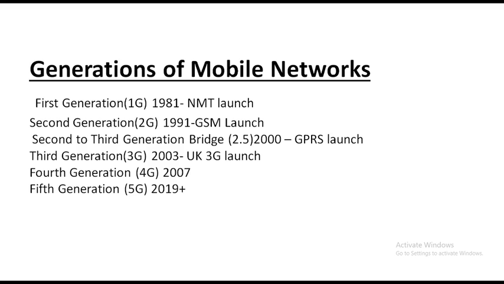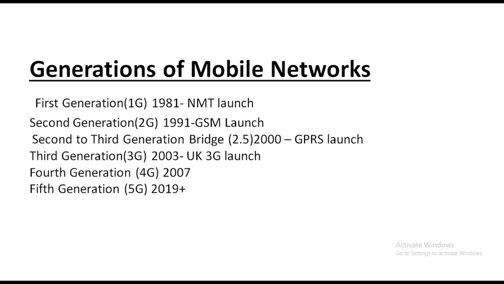In this generation, meaning second to third generation, they used GPRS technology. From this generation only they launched GPRS, General Packet Radio Service. It is a data service which enables mobile devices to send and receive signals. With the help of GPRS, mobile devices can send and receive messages, picture messages, and emails.